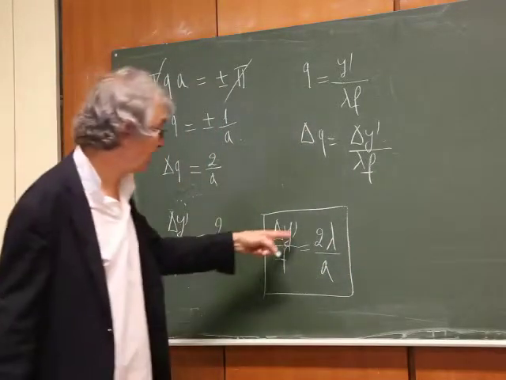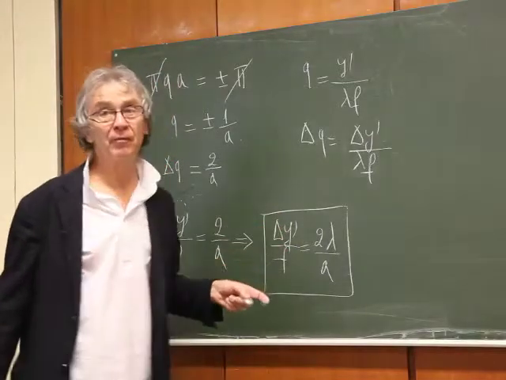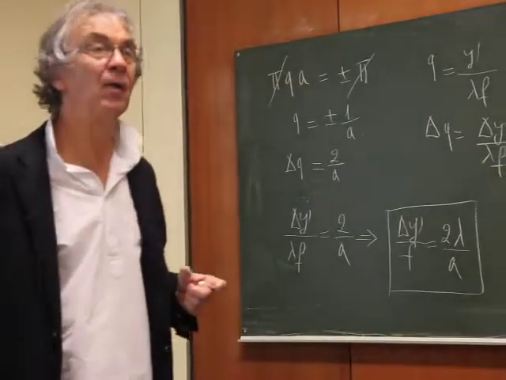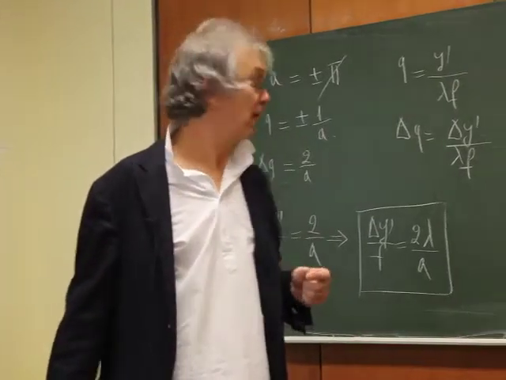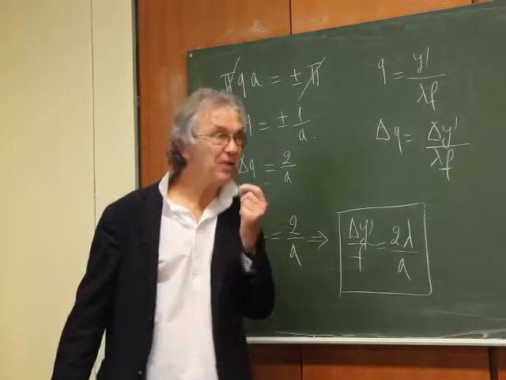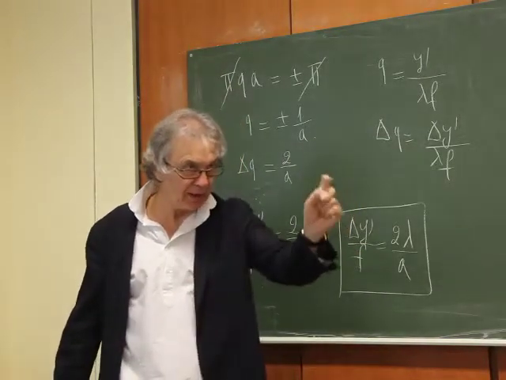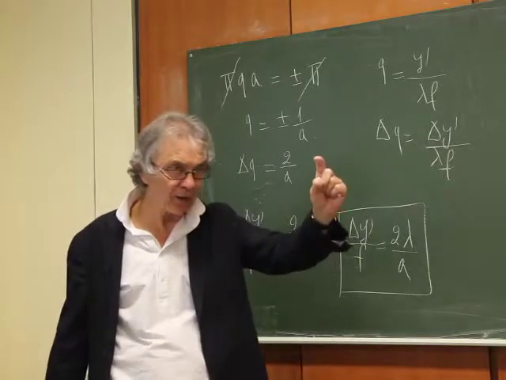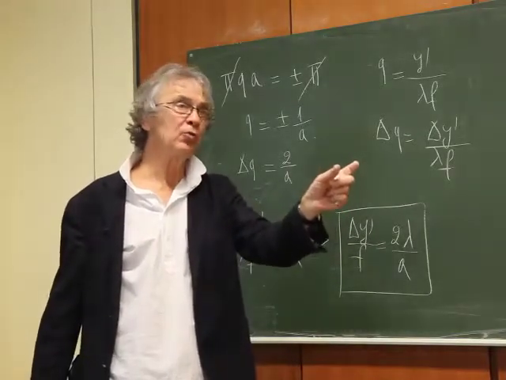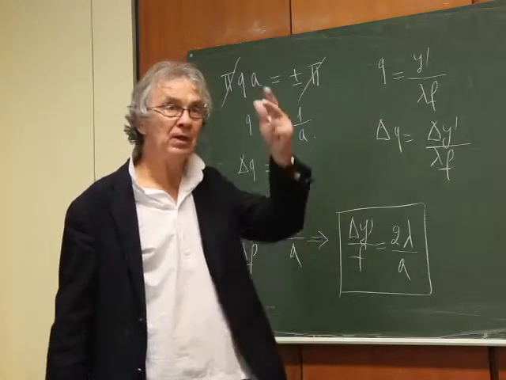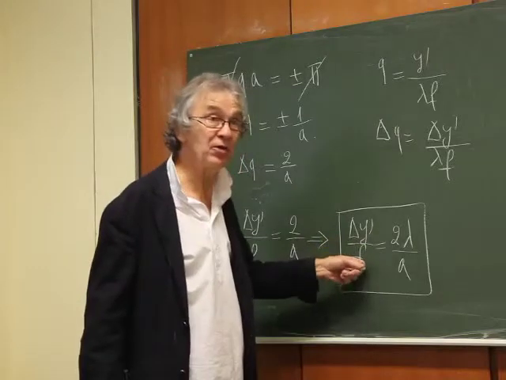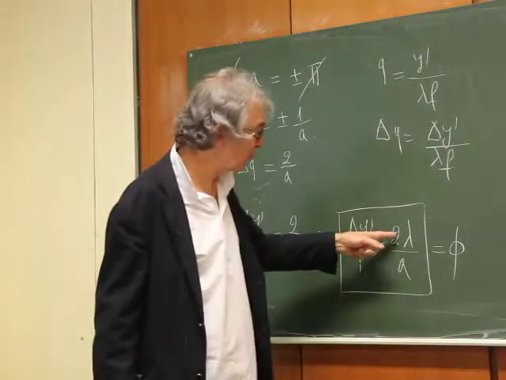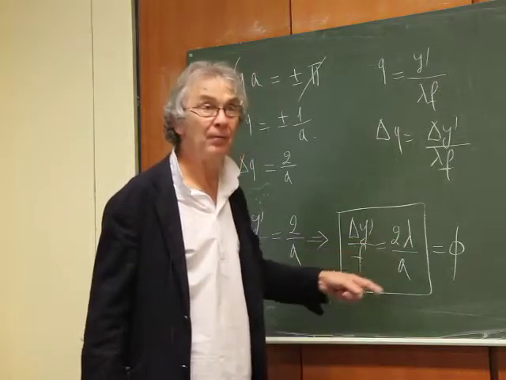So who could comment? What represents delta y prime over f? The size of the PSF in y. Yeah, absolutely. So if you look from the center of your lens at the image in the focal plane, you see delta y prime, this is the width, divided by the distance. So it is the angle under which I see the two minima on both sides of the central image. And what I find, this is angular resolution. So this is the angular resolution of my telescope, that it is equal to twice the wavelength divided by A.